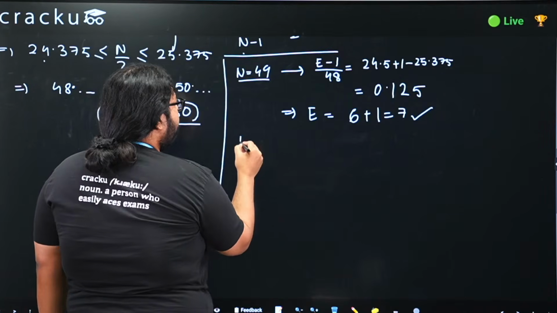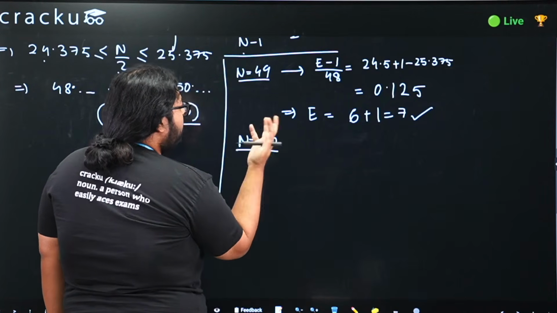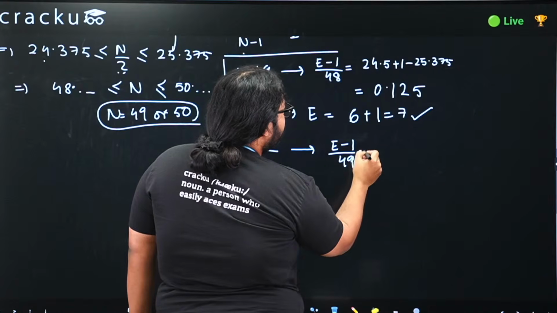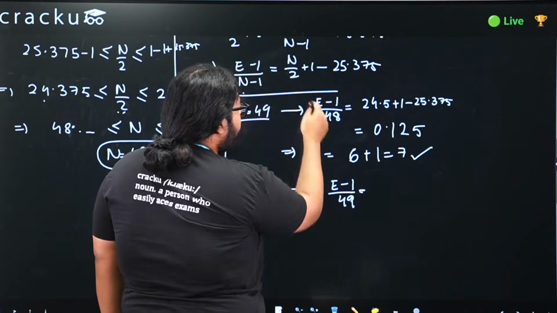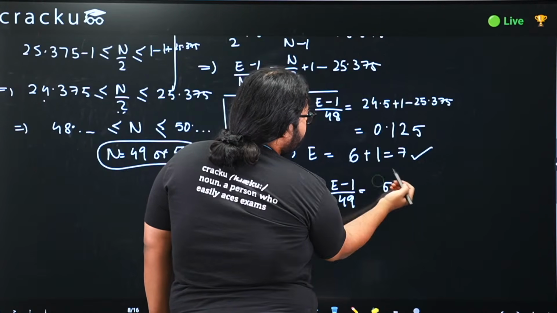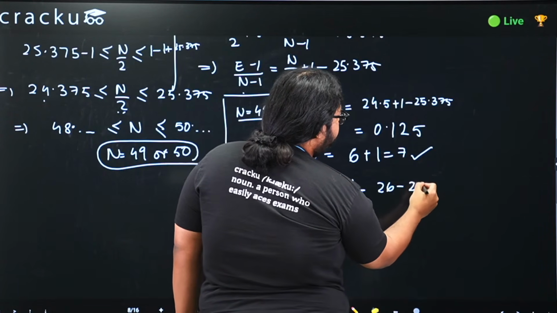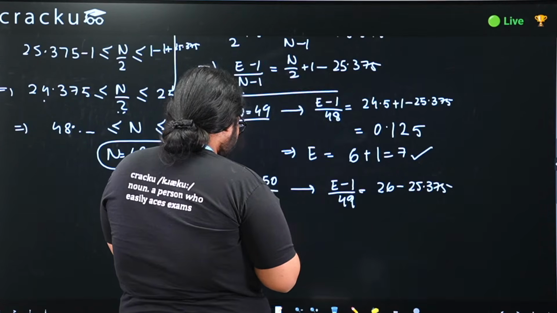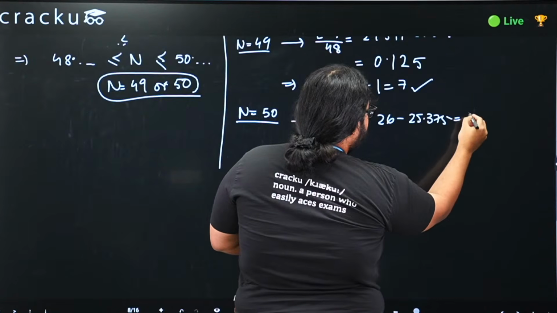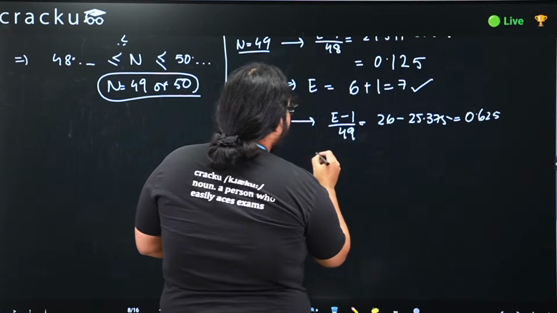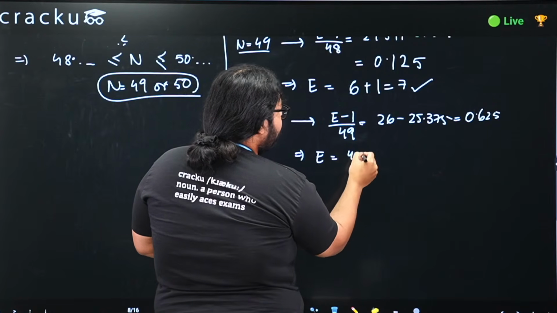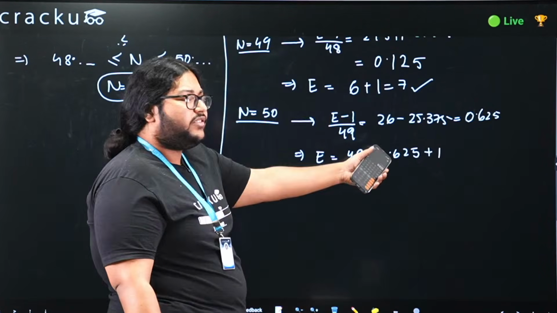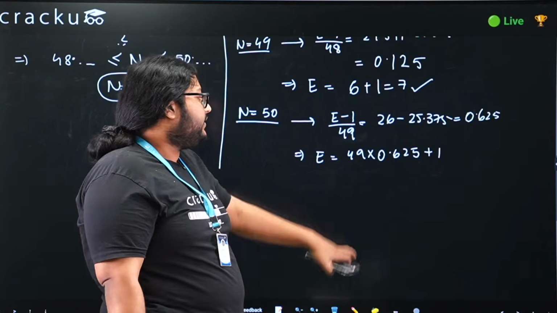Now when we put N to be equal to 50, what do we get? In that case, E minus 1 divided by 49 should give me 50 by 2 is 25. 25 plus 1 should give me 26 minus 25.375. So this should be equal to 0.625. So that tells me E should be equal to 49 times 0.625 plus 1. Now this will not give me an integer.